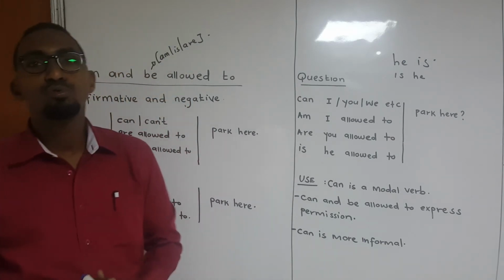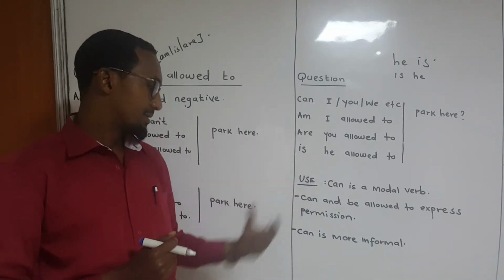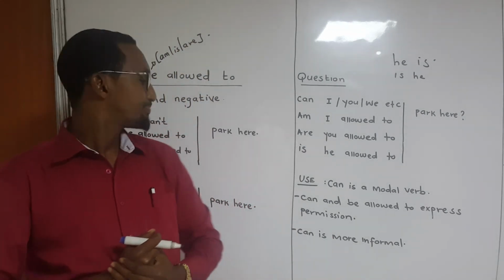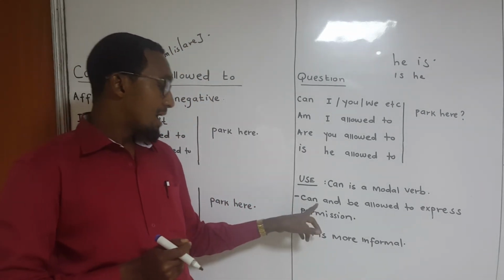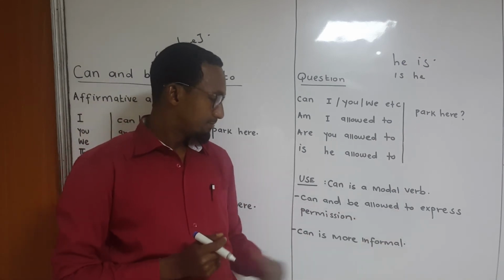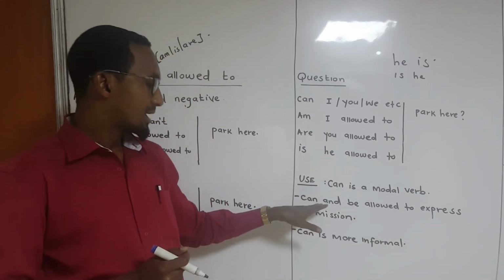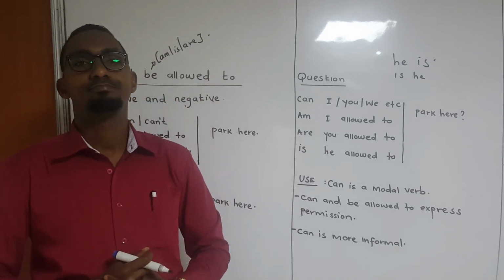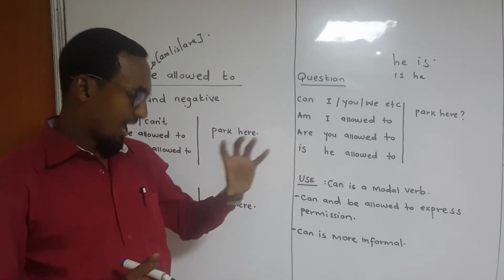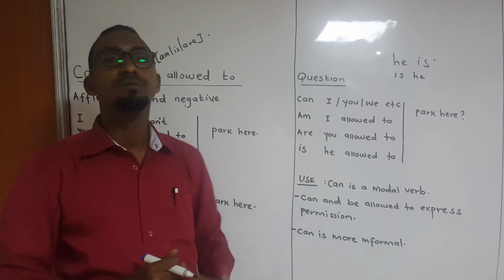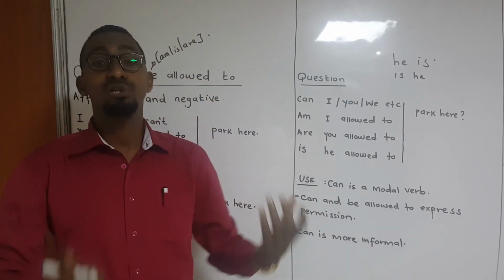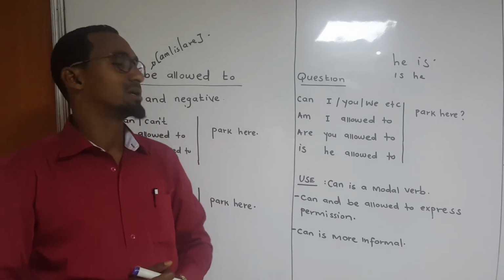Now let's move on to the use of can. Can is a modal auxiliary verb. Can and be allowed to express permission. Can is more informal. Whenever you see informal, then it is mostly used in spoken English.